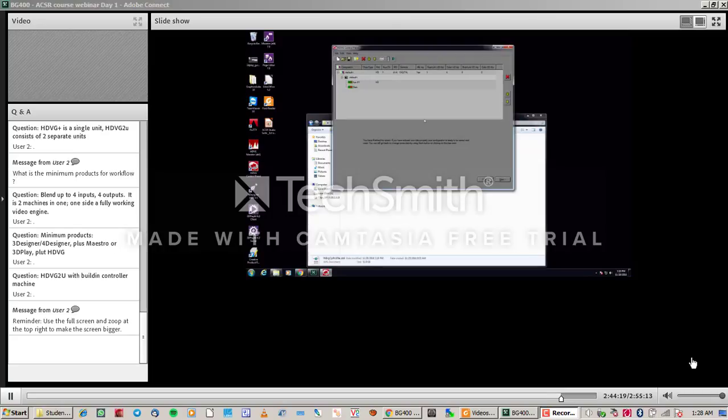Are there any questions about the HDVG control panel? Because if not, I will just jump to the audio panel. That will be quite short. And that will be all for today.